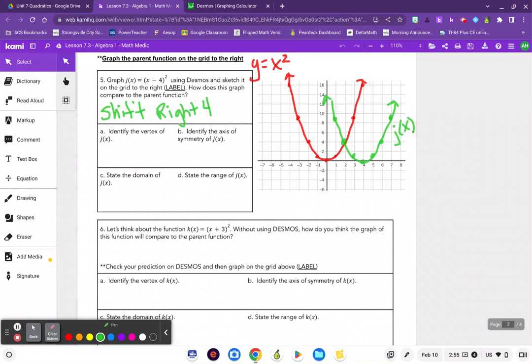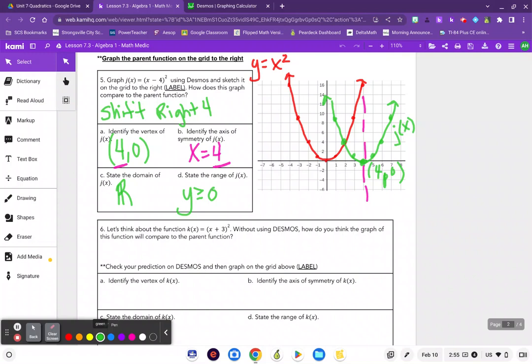The vertex of j is that lowest point, that turning point. We have 4, 0. The axis of symmetry is going to be a little bit different. Since the vertex moved, so did the axis of symmetry. The axis of symmetry is now this vertical line. It goes through the x-axis at 4. So notice that that axis of symmetry is matching the x-coordinate of my vertex. The domain is always all real numbers. And my range, well, the lowest y value, if I have 4, 0, the lowest y value is 0, so all the y values bigger than or equal to 0 would be my range.